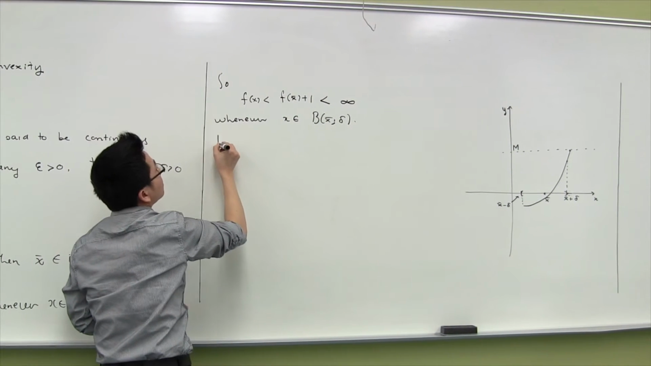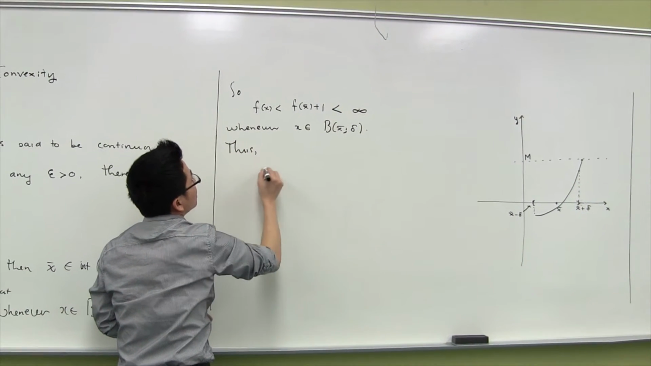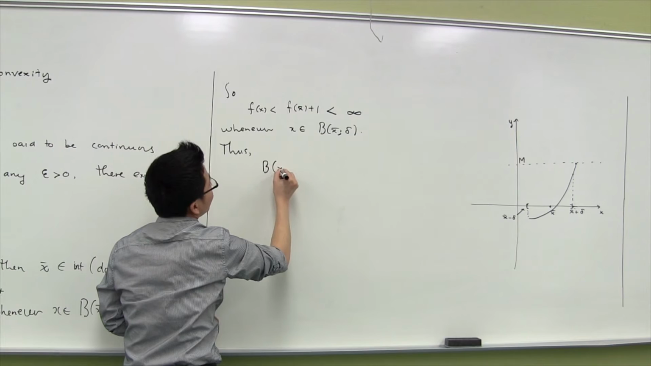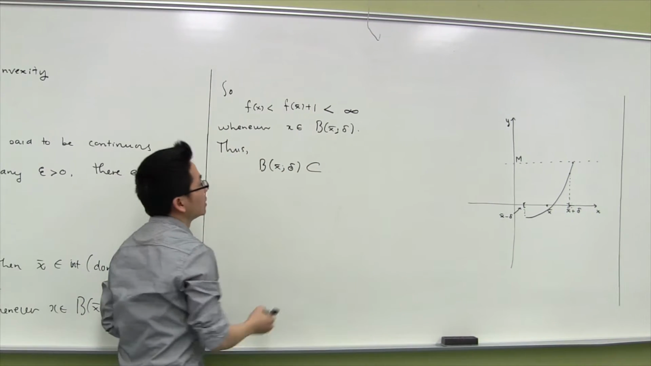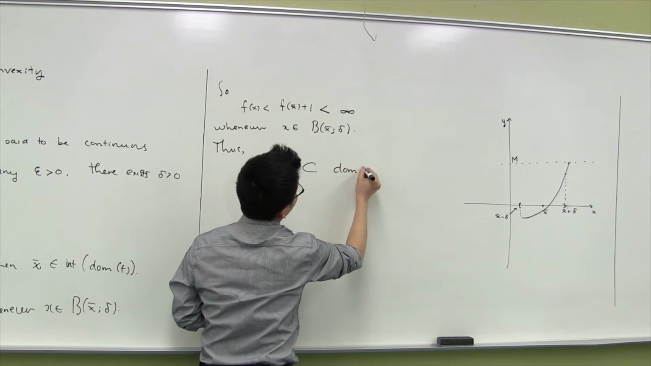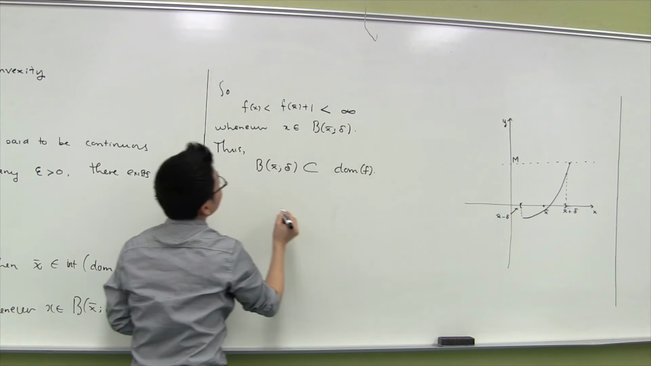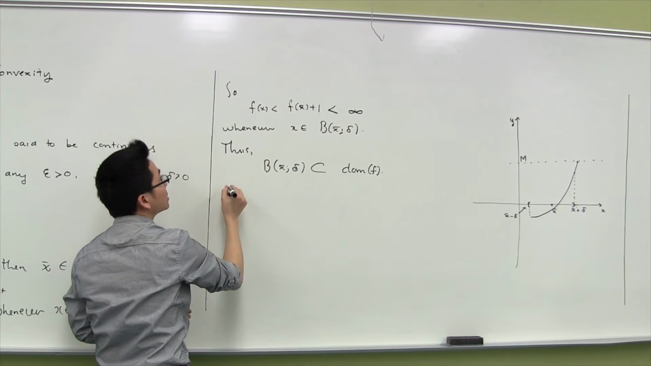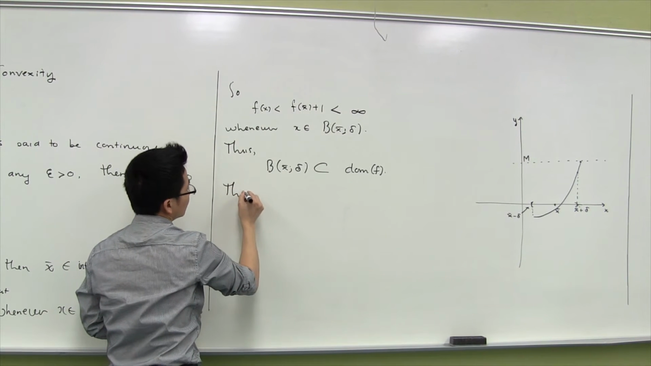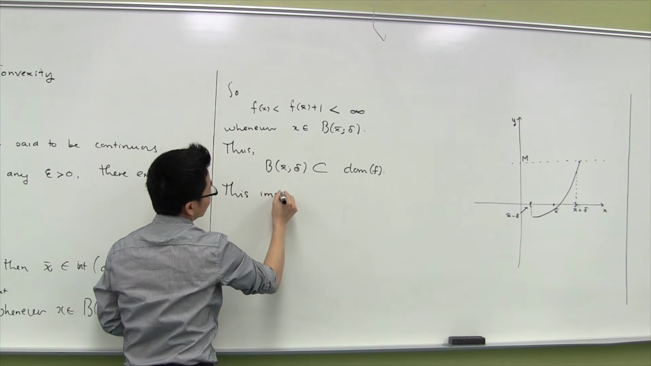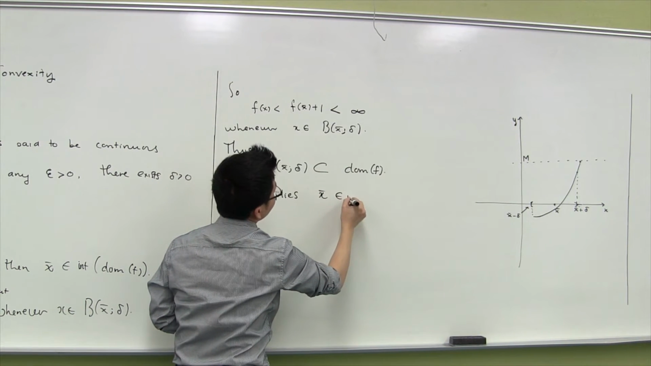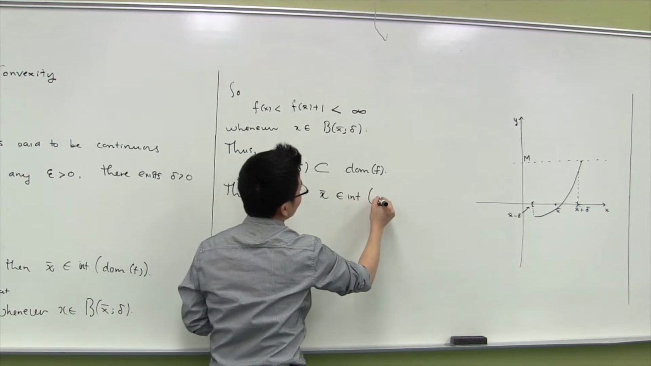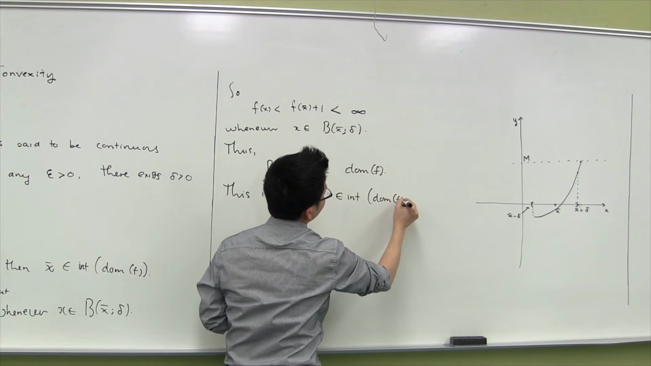Therefore, the open ball with center at x bar and radius delta is a subset of the domain of the function f. Okay, and this implies that x bar is in the interior of the domain of the function f.